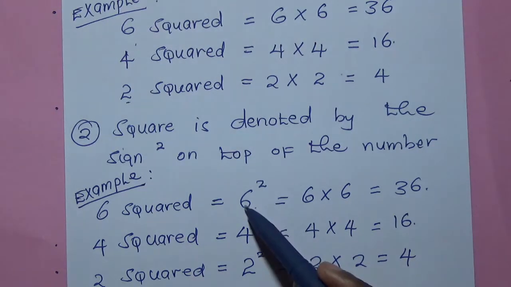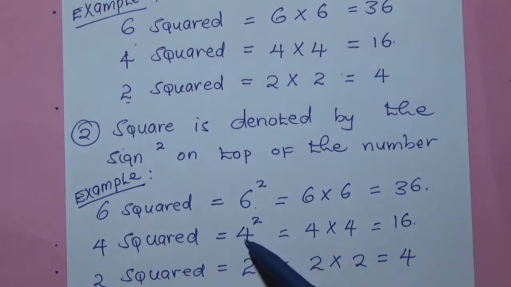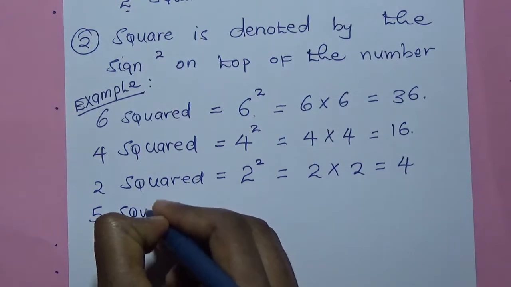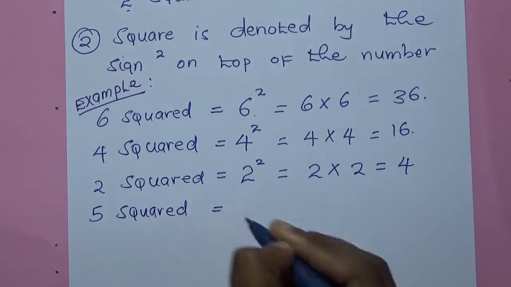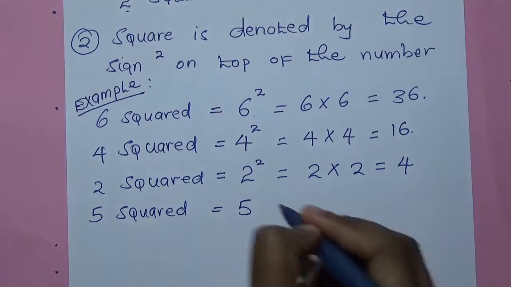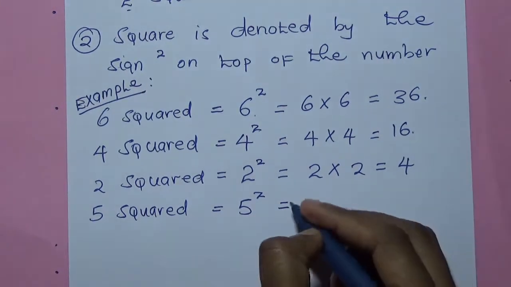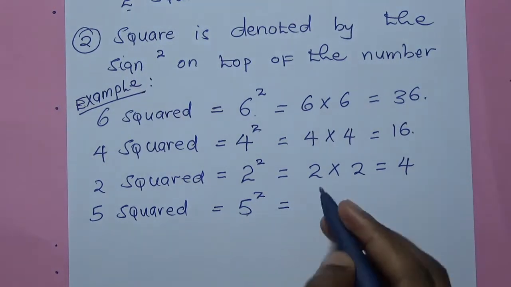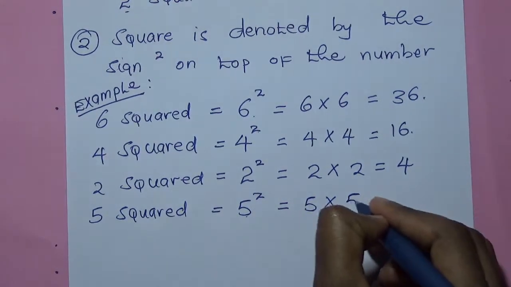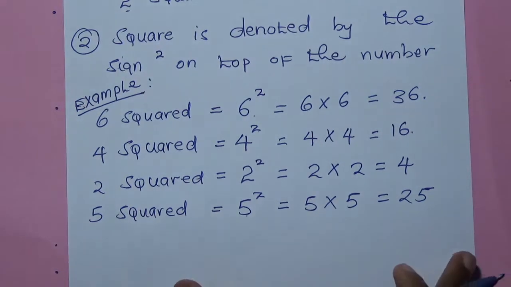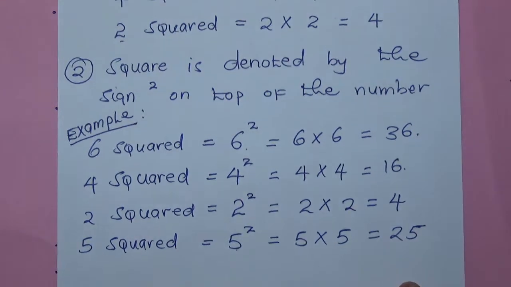As you can see, 6 and a small 2 on top, 4 and a small 2 on top, 2 and a small 2 on top. Any other number, for example 5 squared, will be written as 5 and a small 2 on top. This one means you multiply 5 by itself, so it will be 5 times 5 to give you 25. So that is the second point which I want you to understand.